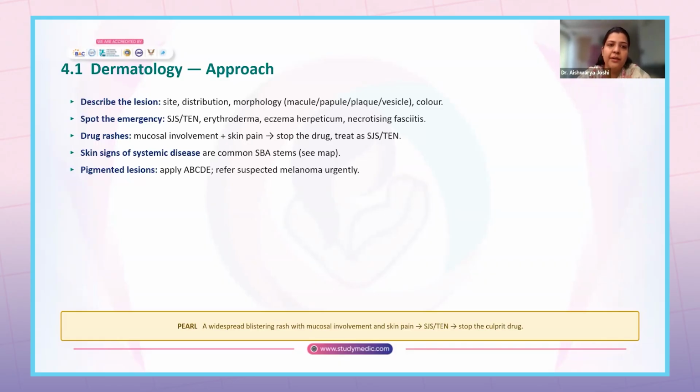It could be mucosal involvement with pain in the skin. Stop the drug, and it has to be treated as Stevens-Johnson syndrome or toxic epidermal necrolysis. Mucosal involvement with skin pain refers to drug rash. Make a note of it. Pigmented lesions: again, you apply the ABCDE approach. Refer the suspected melanoma for evaluation urgently.